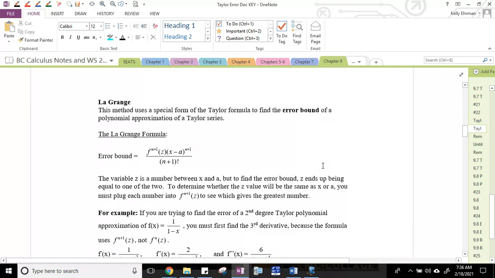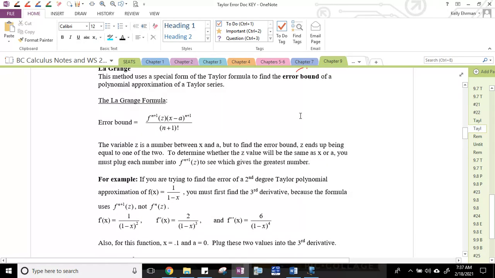Now, what we learned yesterday was this Lagrange error. So the method uses a special form of that Taylor polynomial formula to find the error bound. Again, error bound is maximum error of a polynomial approximation of a Taylor series. So remember, the formula is really just this part saying x minus a to the n plus 1 factorial is like the next term, but most of the work is right here, figuring out what is the maximum value of the n plus 1th derivative.